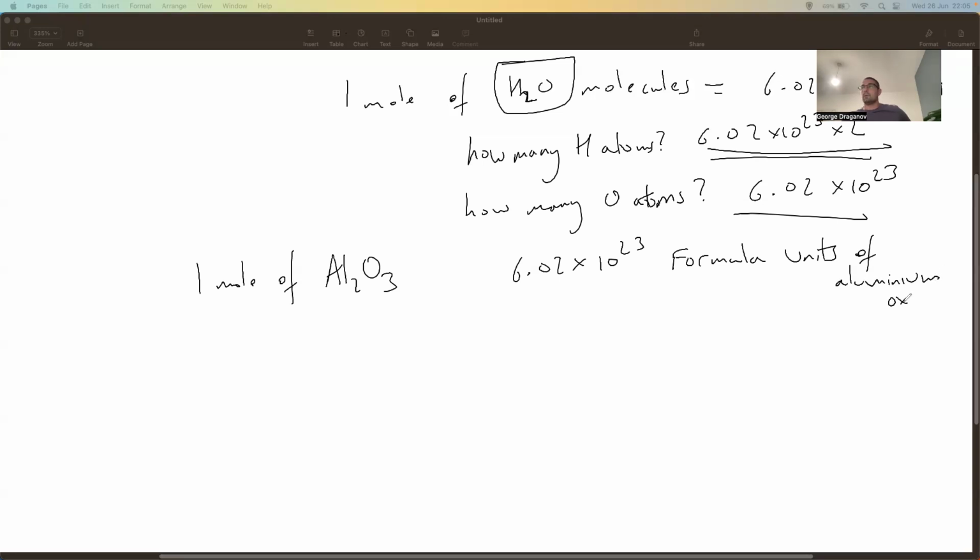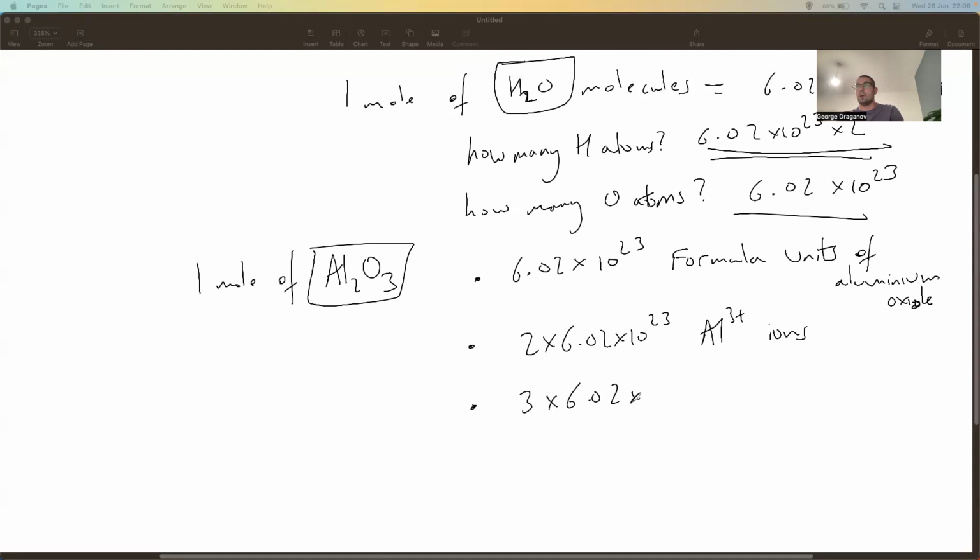That would be a true statement. You could also say that there are 2 times 6.02 times 10 to the 23 Al3+ ions, because you can see for every 1 mole of this whole formula unit, there are 2 Als. Aluminium is in group 3 and has a charge of +3. And lastly, you might have guessed it, there'll be 3 times 6.02 times 10 to the 23 oxide ions, because there's 3 in every one of these.